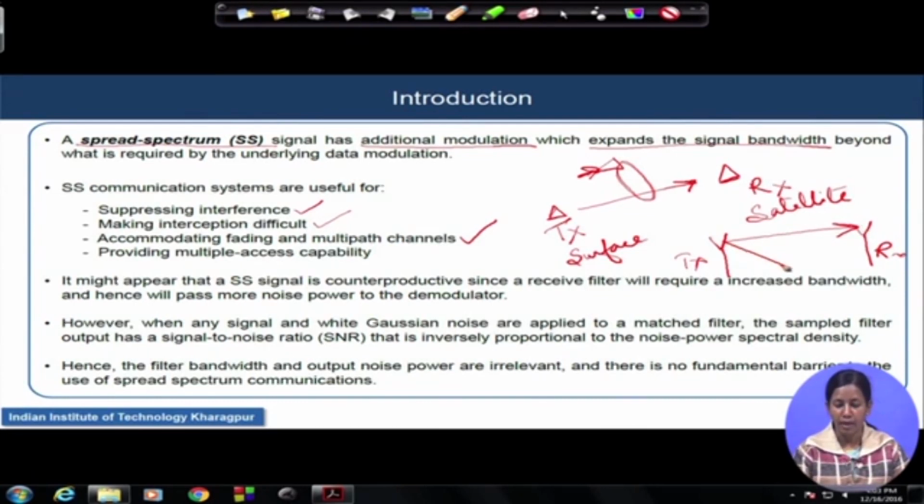It gets scattered or reflected from the different scatterers present in the environment, and it reaches like this. So like this, multiple paths are possible. Via multiple paths the signal reaches the receiver. This is a very common phenomenon that happens in the wireless domain, and we call it multipath propagation.